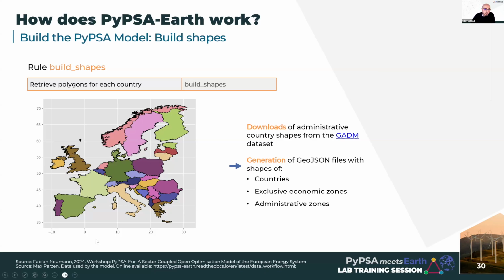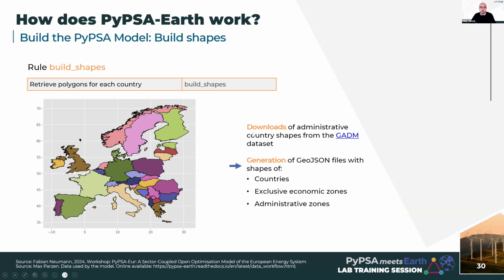All right, so now after that we move to the rule called build shapes, and this is where we build the polygons for each country, depending on the config file. If you use multiple countries together, the model will collect those shapes from the GADM dataset, and then accordingly generate the countries, exclusive economic zones, and administrative zones.